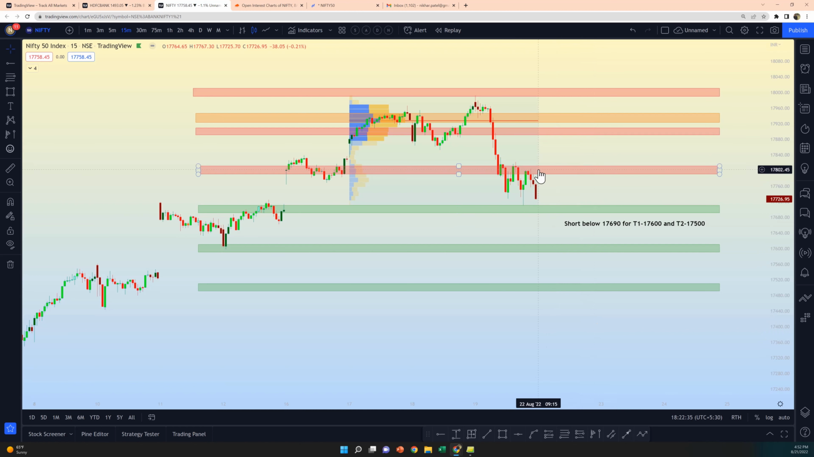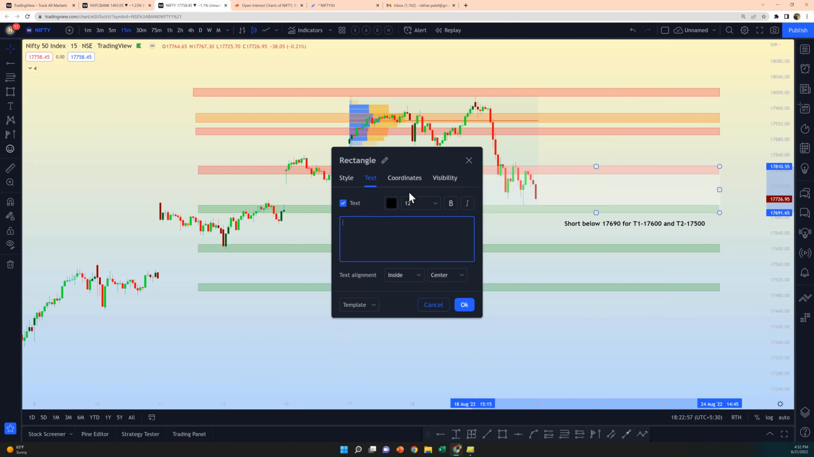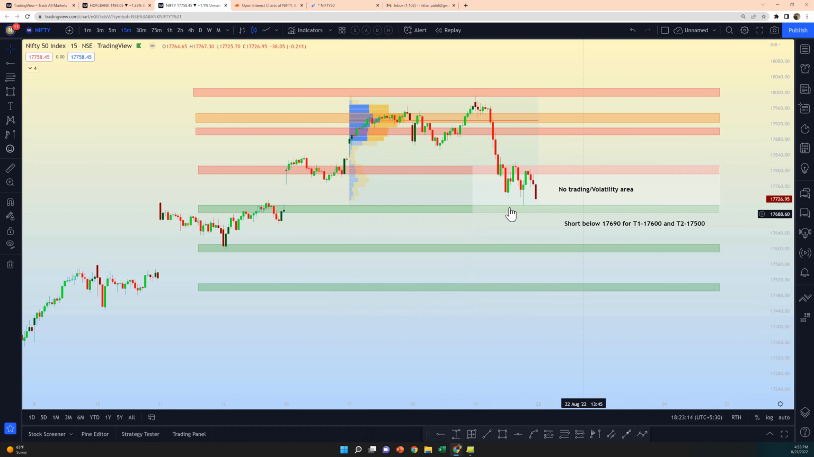Now you know that this is a huge resistance, this is a huge support. Between this particular area, naturally people would be super confused. Hence what we generally do here is, let me just mark this in white, and this is a no trading volatility area. Here you can take trades, you can probably be right, but I generally tend to protect my capital, and I would advise you guys also to do so. So hence you don't trade in this area.